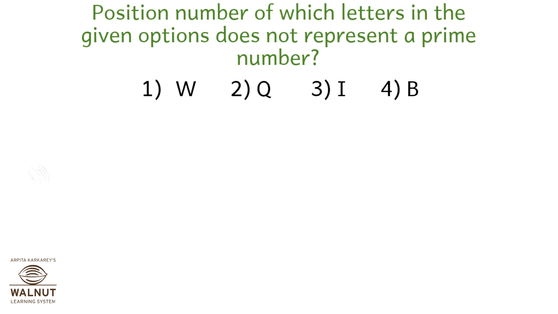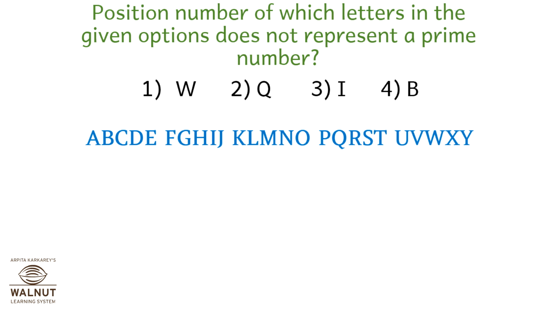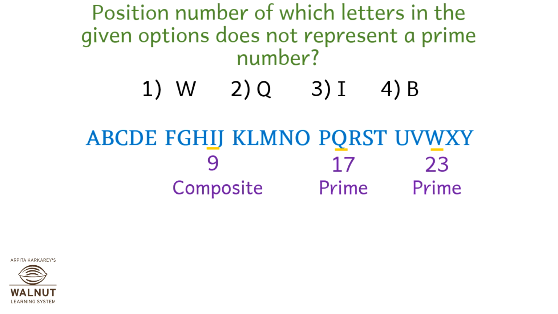Position number of which letters in the given options does not represent a prime number? The series is given below. So let's check W, which is position 23. Q is at position 17, which is prime again. I is at position 9, which is not prime. And B is at position 2, which is prime. So the correct answer is option 3, I.